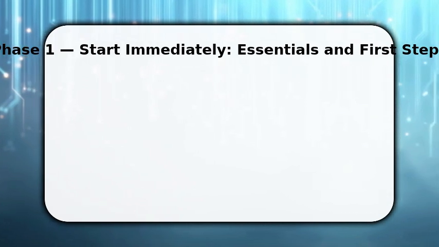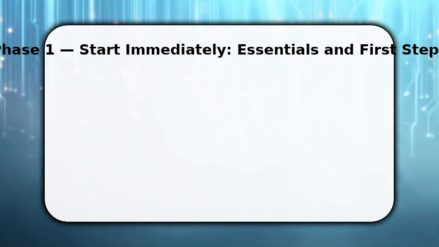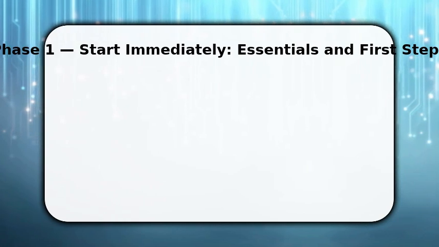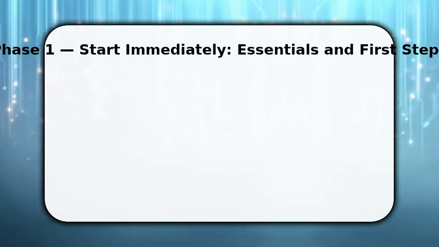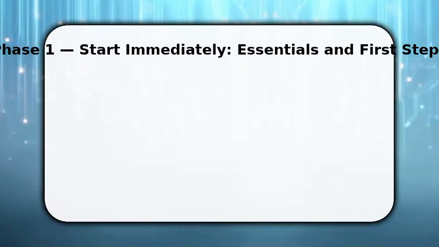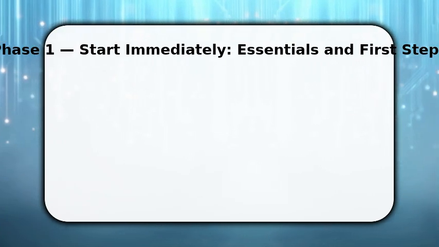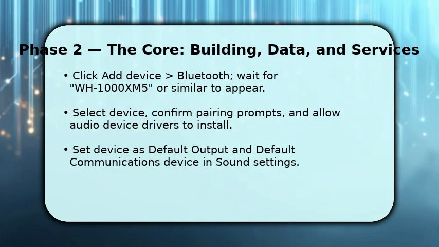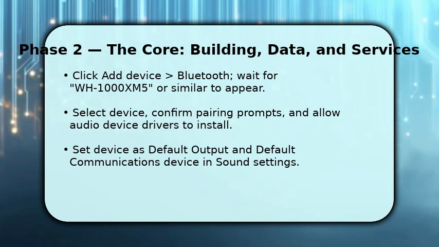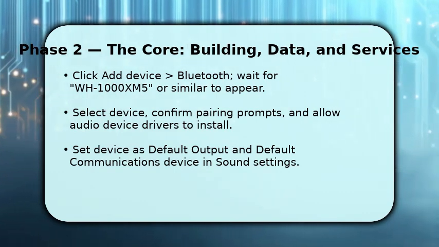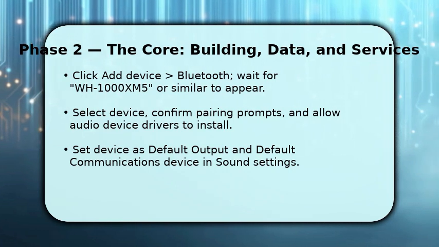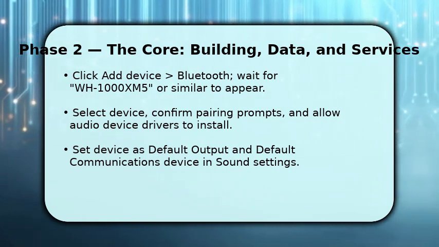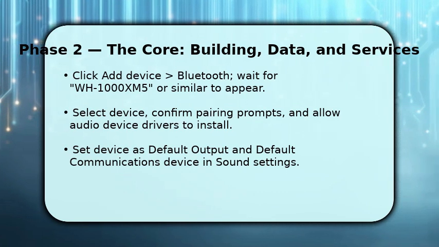On your PC, open Settings, go to Bluetooth and Devices, and toggle Bluetooth on. You do this now because the device must actively advertise, otherwise Windows cannot find it, and you'd waste time searching inactive hardware. Once your XM5 is in pairing mode, click Add Device in Bluetooth and Devices, choose Bluetooth, and watch the list for WH1000 XM5 or a similar Sony label.